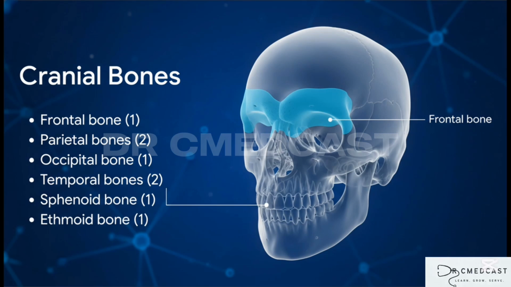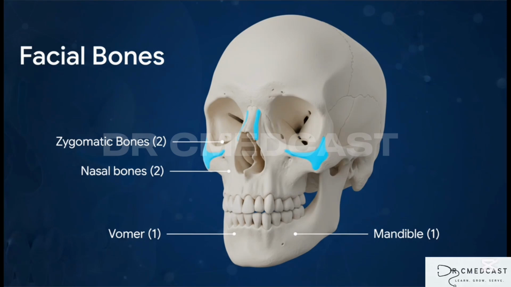We have the frontal bone, which forms the forehead. The 2 parietal bones create that curved roof on top. The occipital bone guards the back, and the temporal bones protect the sides. Then, if you go deeper inside, you find the really complex sphenoid and ethmoid bones that form the intricate floor of this whole cavity. Next up, we have the facial skeleton.